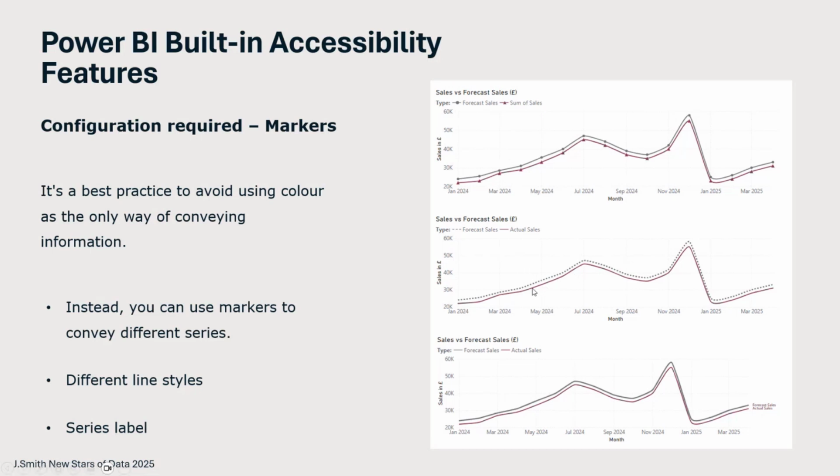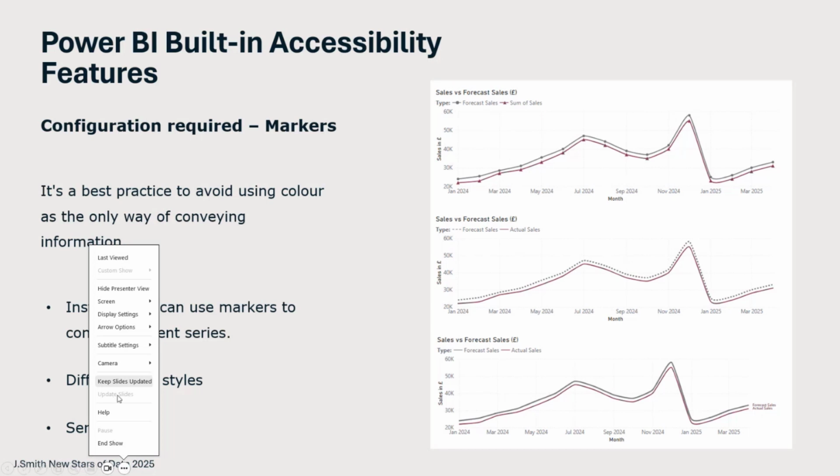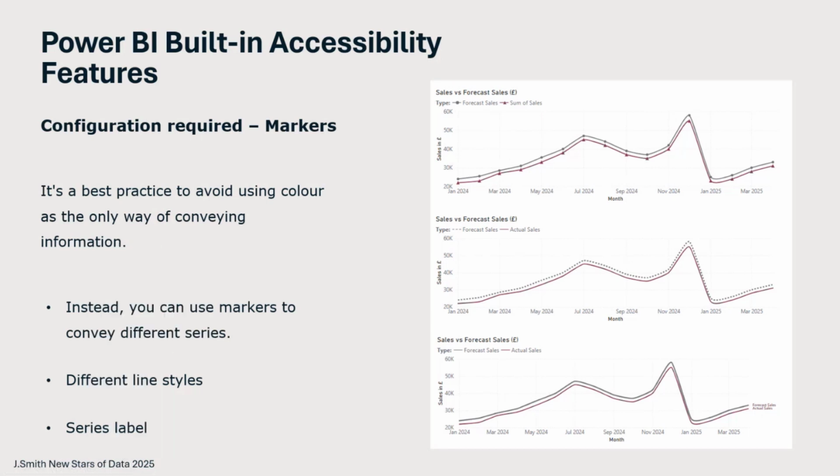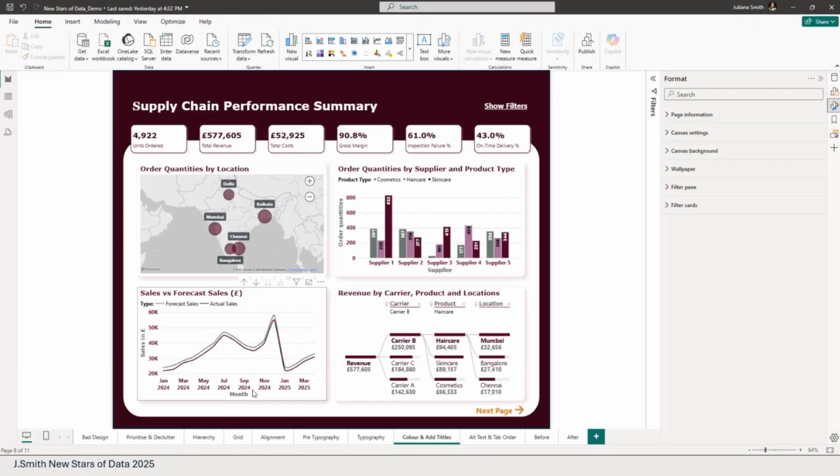In the middle you can have the line chart, but the lines have different styles. One line is solid, the other one is dashed. Or you can also add the series label directly on the visual. We also have a line chart on our dashboard, so let's look at how to do it.